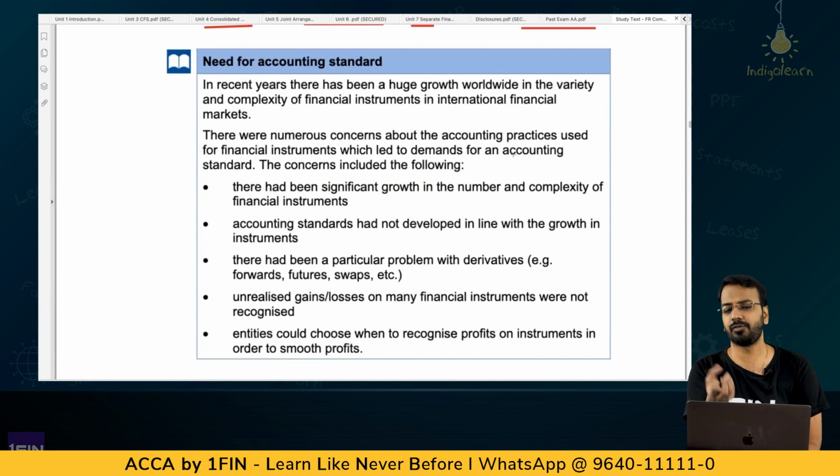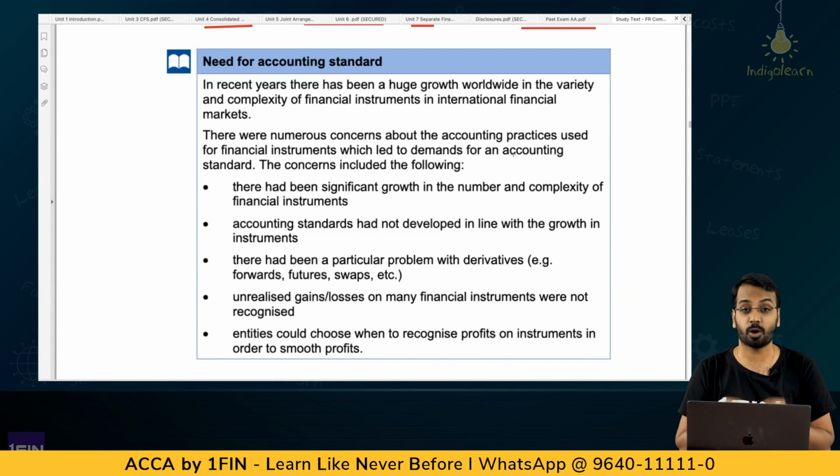Then, what is the background? I gave you a few examples, right. Preference shares, for that we need to have proper accounting. For trade receivables and other related items, we did not have specific standards. Then, over a period of time, there has been a lot of growth in the market instruments. You have options, you have futures, you have derivatives, you have swaps, any kind of instrument you think of, there is an instrument available in the market, right. Because the volumes have gone up significantly.